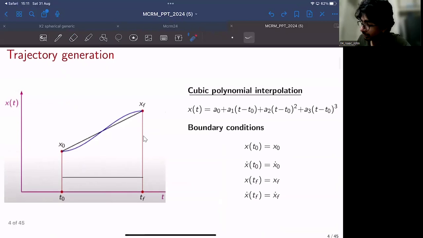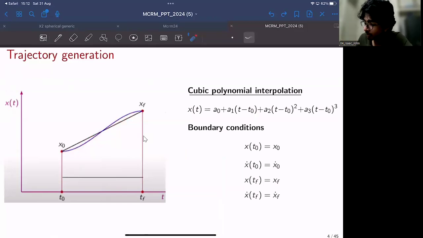A solution for that is to plan a cubic polynomial or cubic trajectory, which, as you can see, is much smoother than a straight line interpolation. It begins very slowly, gradually picks up its speed, then as it reaches its goal position, it gradually decelerates and gracefully reaches its final position.